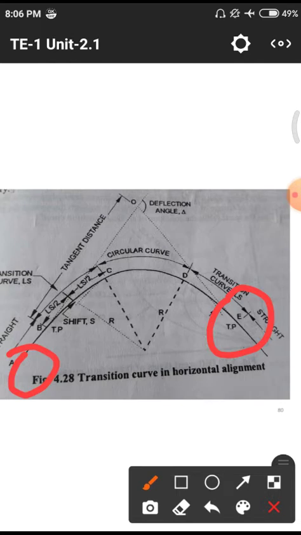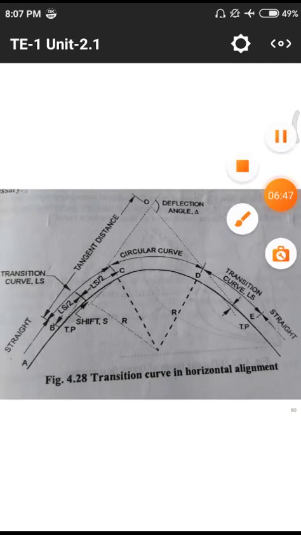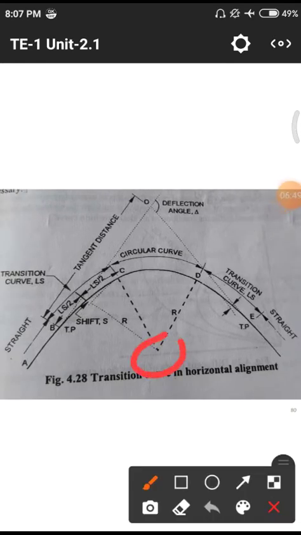From the two endpoints we have two drawn lines, that means the lines are represented with dotted lines. They meet at a particular point O. This is the particular merging point for that road. After that we have a center. That means we need to locate the center for that particular horizontal curve. This is the center. After that we need to choose a particular radius.